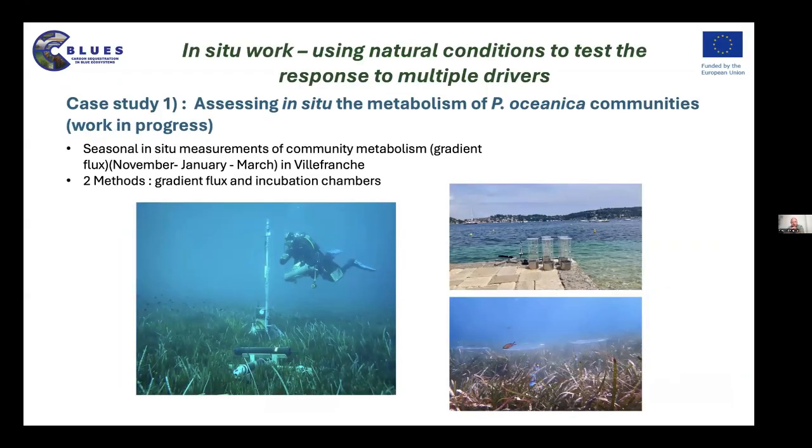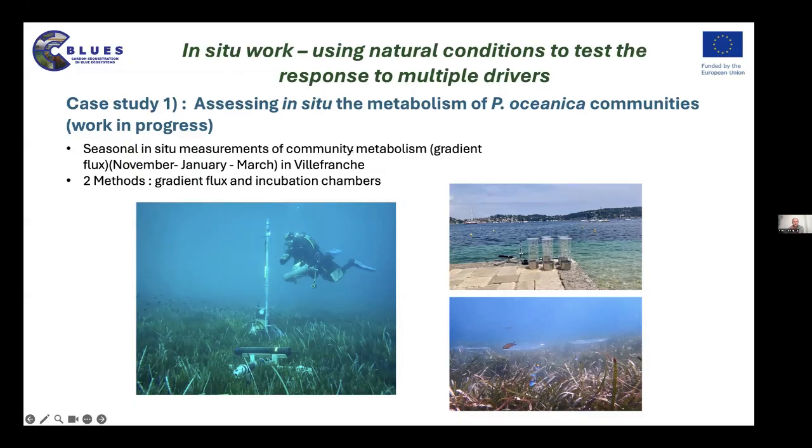Then, in addition, in complement to the laboratory experiments, we also did a lot of in situ work because we really like to validate what we observe in the lab with field observation. For that, what we wanted to do was to assess in situ the metabolism of the Posidonia oceanica communities. It's the work done by my group.